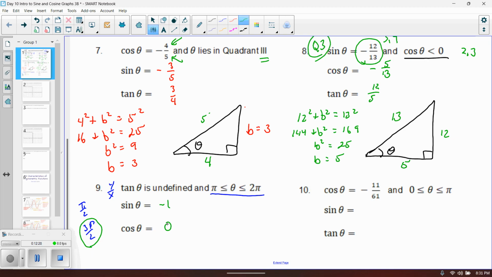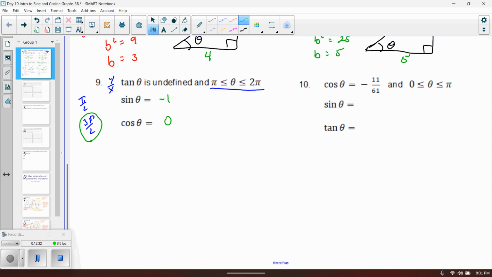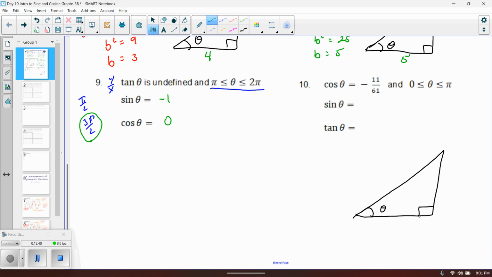All right, last one, number 10. Those numbers are kind of big. We'll deal with it. Probably going to need to use a calculator for this one for sure. All right, let's see. Cosine is negative. Cosine is adjacent over hypotenuse. So adjacent is 11, hypotenuse is 61.